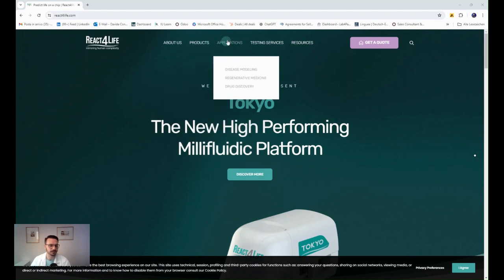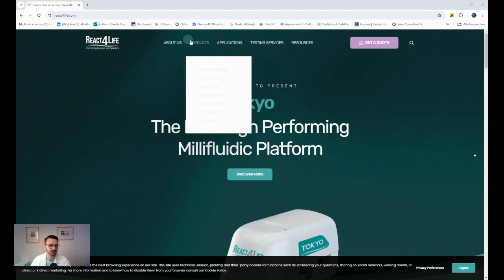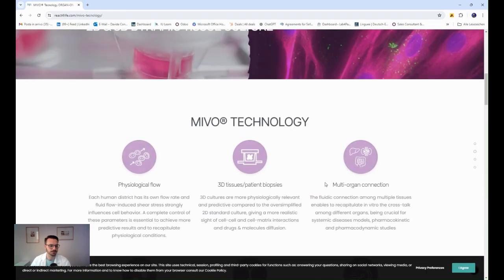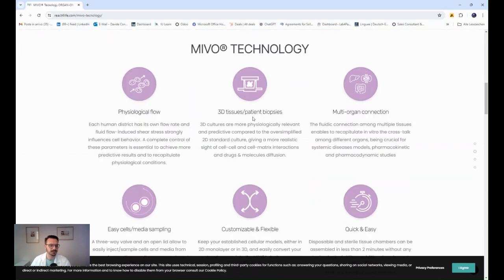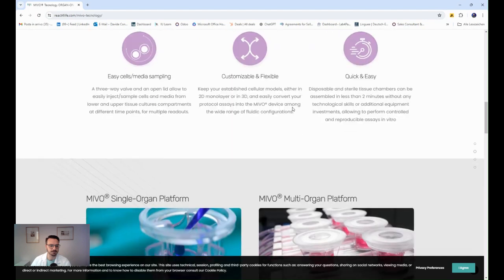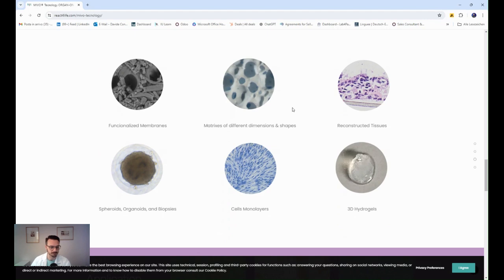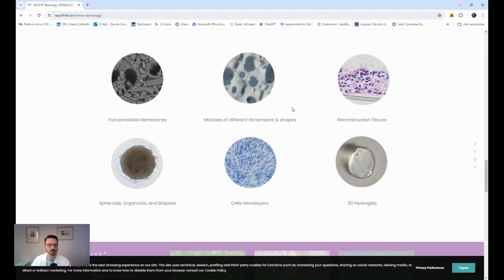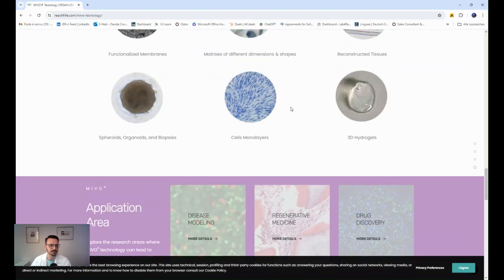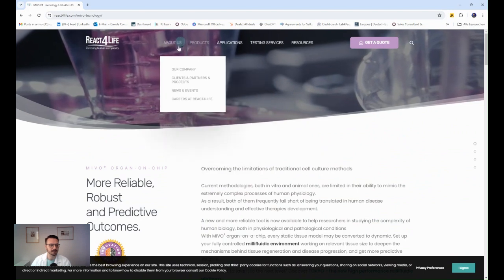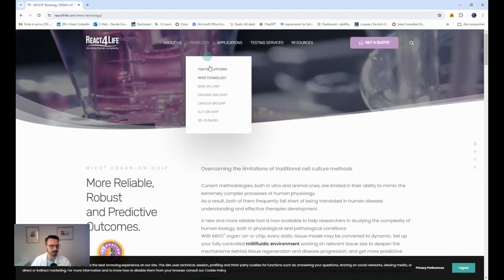If we look at the kind of applications and models, they have this vivo technology, where they basically have the possibility not just to culture cells, but also 3D tissues and patient biopsies. So this is really a plus, especially if you want to be a little bit more creative, especially if you want to customize the system a little bit more. And on the other side, they try to make the system much more standardizable.